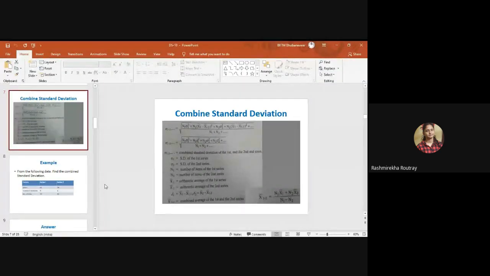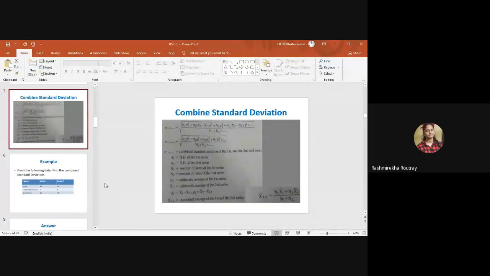This type of question will arise as a 6 marks question, especially in the case of combined standard deviation. So here are the typical examples. Before proceeding, I remind you that for the combined standard deviation of series 1 and series 2, the formula can be used: square root of n1 sigma1 square plus n1 d1 square plus n2 sigma2 square plus n2 d2 square, whole divided by n1 plus n2.